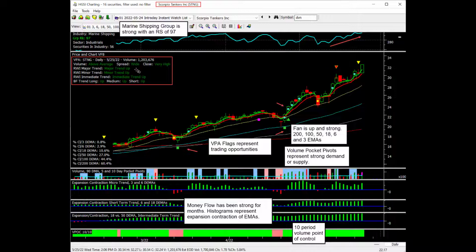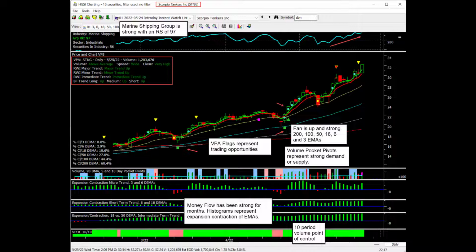Then when I move over here, I get a lot of information about what I call Wyckoff indicators: above average volume, spread is wide, and the close is very high. On the random walk trends, major trend is up, minor is up, intermediate trend is up, and then on the VPA trends, the long is up, the medium's up, and the short is up.